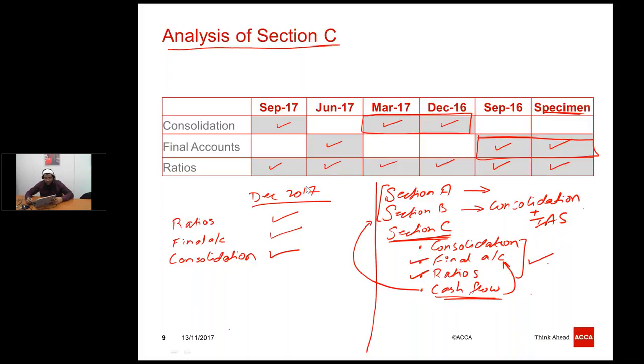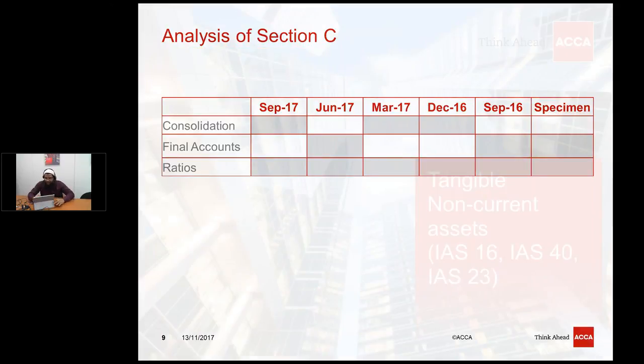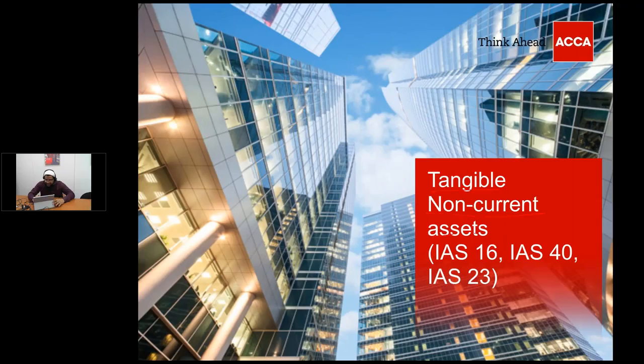Bilal Ahmed is asking, what is IAS 23? Good, Bilal. IAS 23 is basically borrowing cost, and we are going to cover this in the first area. Now we are starting the first area of tangible non-current assets, which will cover IAS 16, IAS 40, and IAS 23. These are three different areas that are going to be covered.